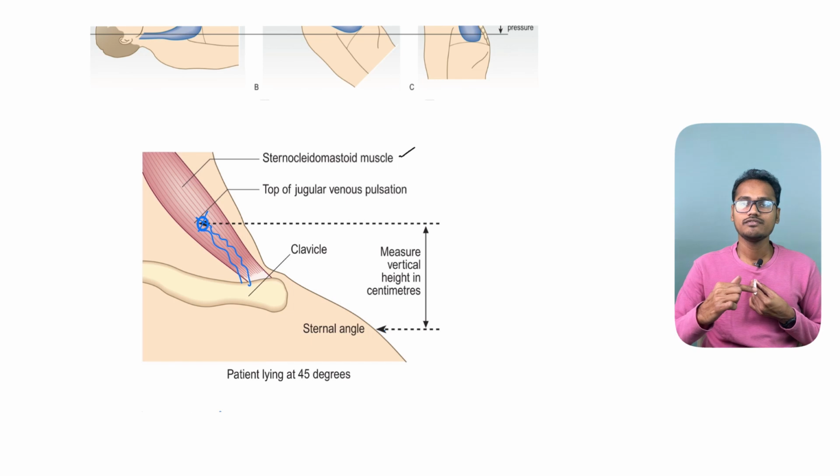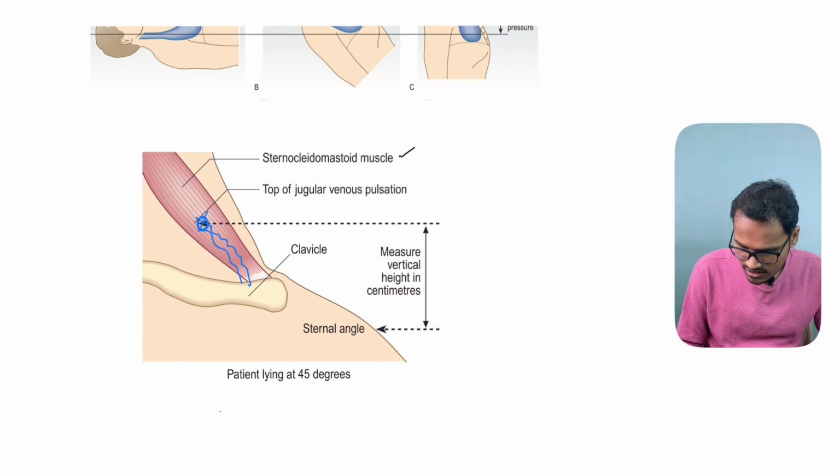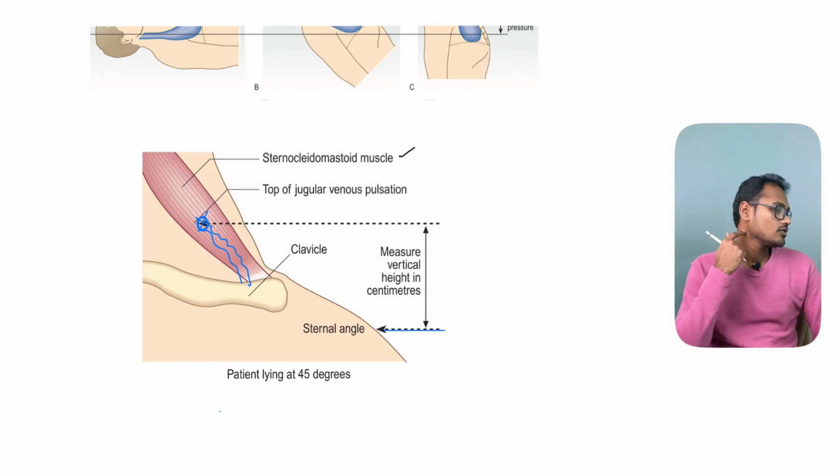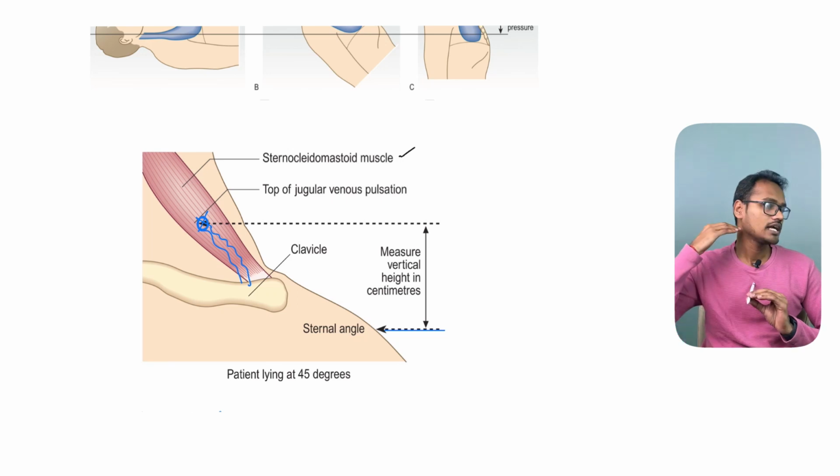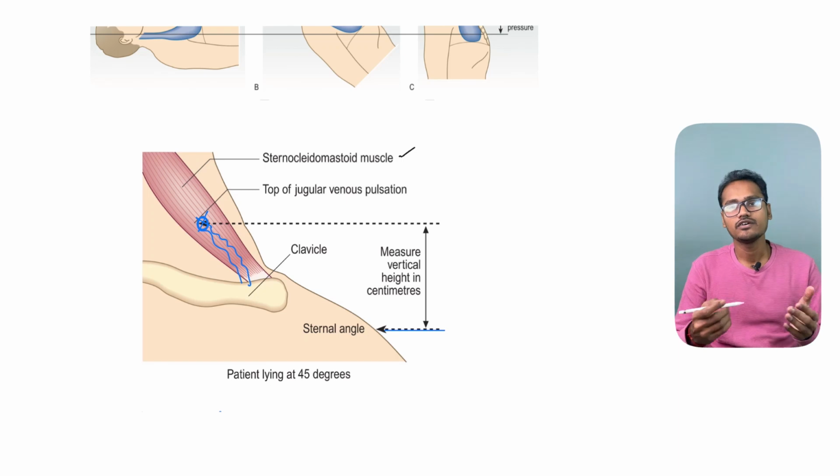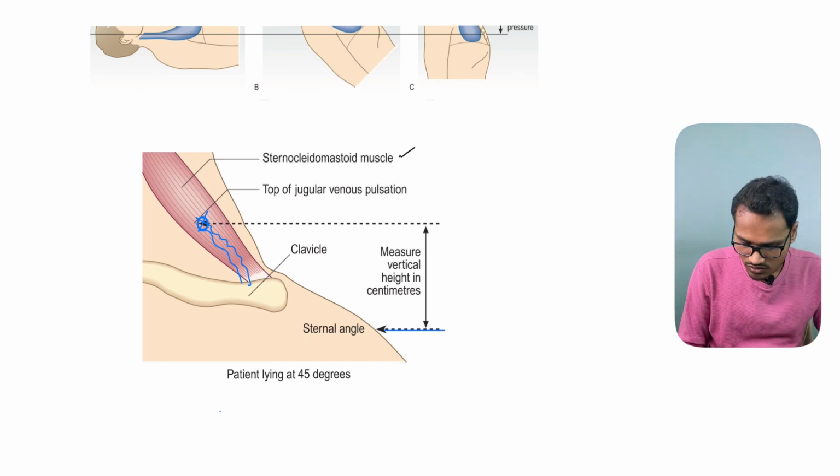So there will be a scale which is placed perpendicular to the sternal angle. So this is the sternal angle, and one scale will be placed. Another one, wherever you are locating it, you will place another scale. So you have one scale here and another scale going like this. The height between them gives the height of the jugular venous pulse. So you will place another scale wherever it is visible.